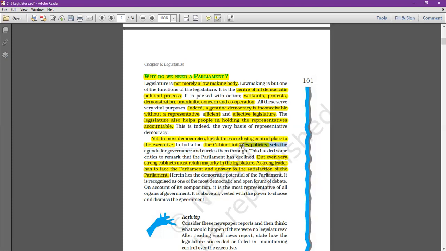It carries them through. So this has led some critics to remark that parliament has declined and the cabinet has grown. So in democracy, it is all about the cabinet, but it is not the case. If we go deep, then we understand that even a very strong cabinet must retain majority in the legislature. Without having the majority in the legislature, in democracy, no government can function.